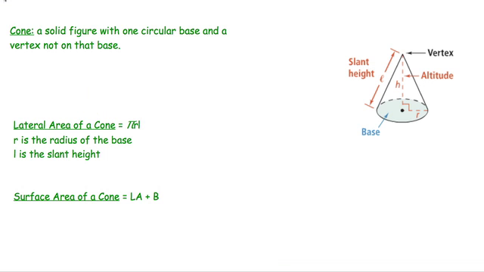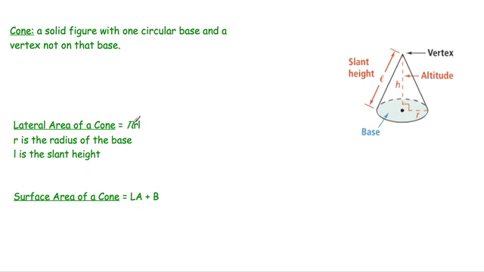All right, next one, a cone. A cone is a solid figure with one circular base and a vertex not on that base. Everything's pretty much the same. The only difference here is now we have a circle on our base. We still have a slant height. We still have our height from the vertex, all right, and we have a radius now.